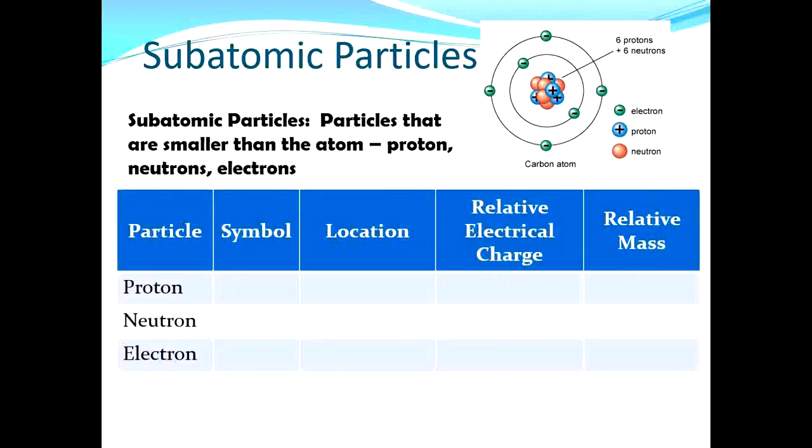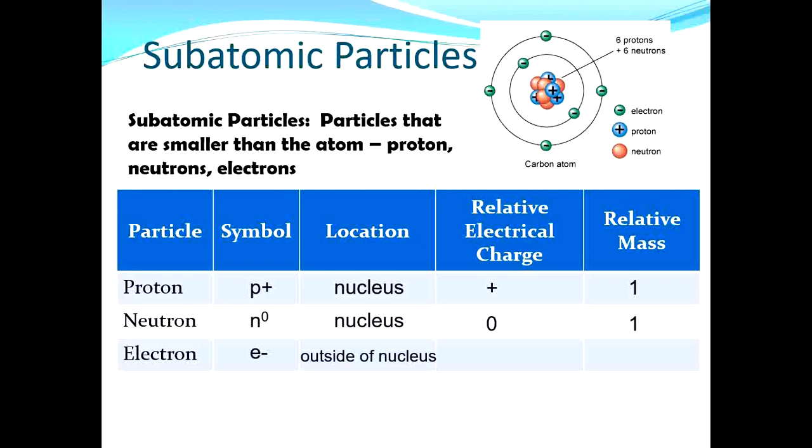So let's talk a little bit about protons, neutrons, and electrons, and go ahead and fill this out on your notes. Protons, the symbol for protons is P with the plus sign, lowercase p with the plus sign. It's located in the nucleus. It has a positive charge, and its mass is 1. Neutrons are represented by N with a 0 superscript, also located in the nucleus. Neutrons are neutral, so it has no charge, and the mass is again 1. And when we talk about mass, the mass that we're talking about is AMU, atomic mass unit, which we'll cover in the next video.